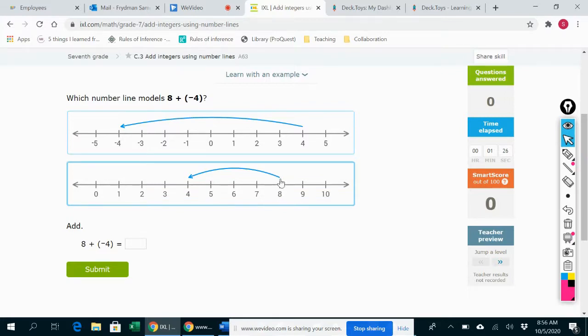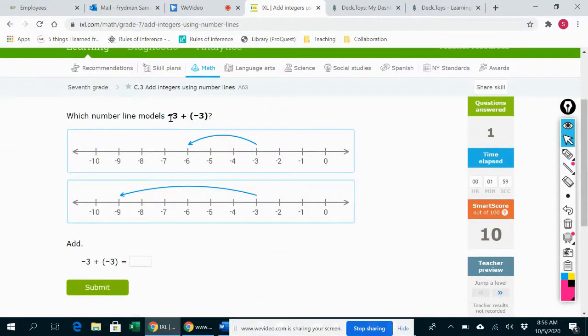But it's also important to understand that when we add a negative number, that means we would move to the left. So since we're adding -4 as opposed to adding +4, we're going to go to the left 4 spaces. So we start at 8 and then go to the left 4 spaces, 1, 2, 3, 4, and our answer there is 4. So you just click on this one and then type in that the answer is 4.